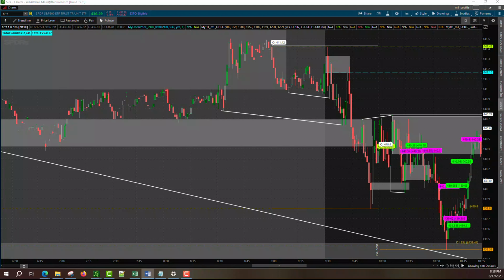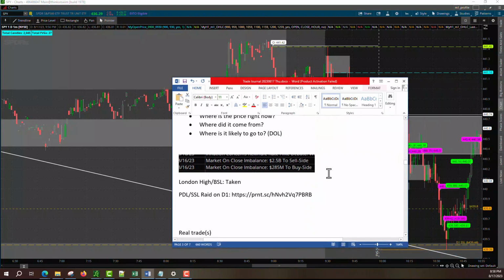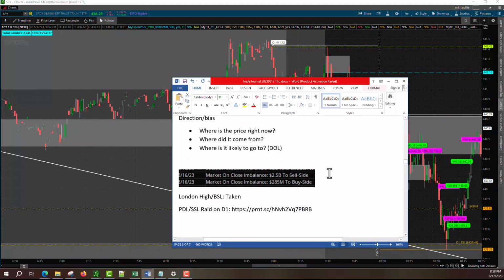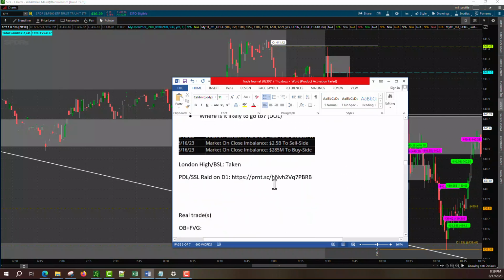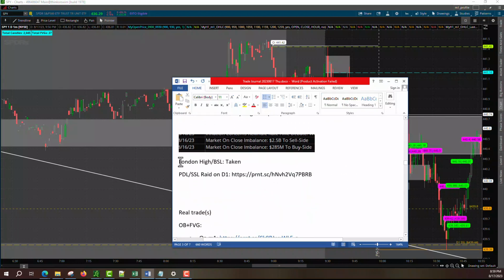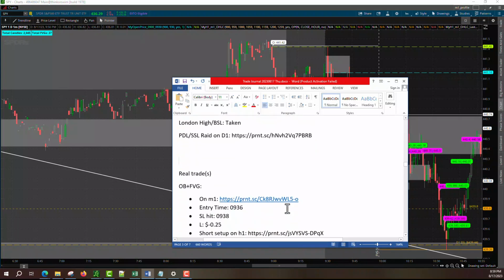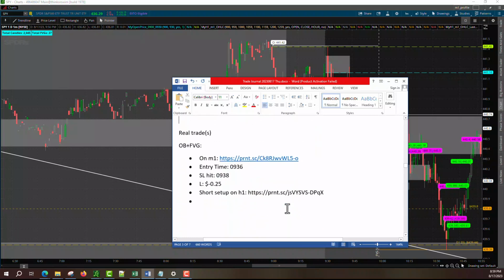So basically, the real trade we took is right here, right? I did take a note. Before we go into the trade, we saw that the London high was taken, right? The buy side liquidity was raided. The sell side was raided on the daily time frame. So with that in mind, I thought that's a great setup to go long. We saw the phenomenon before, so we can go long.